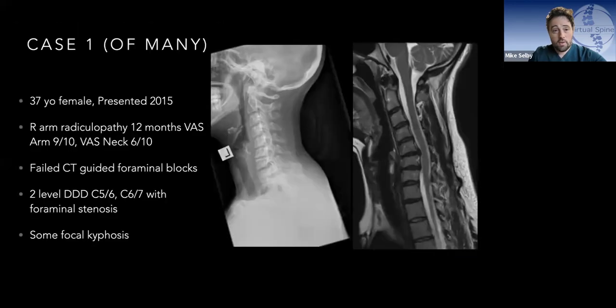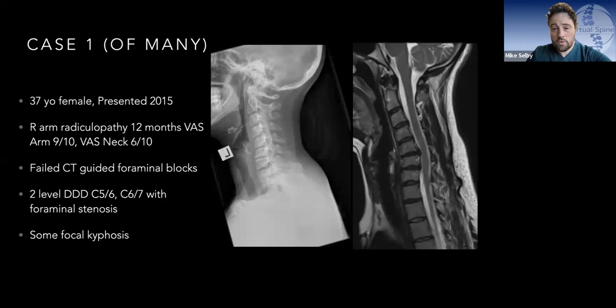So I like to talk about cases when I do this, and this is a historic case that goes back almost 10 years. This is a 37-year-old patient of mine who presented in 2015 with a right arm radiculopathy for about 12 months. Her visual analog score of pain, radicular into the arm, was 9 out of 10. The neck was 6 out of 10. In Australia, we do a lot of CT-guided foraminal blocks. So she had those that helped her for a very short period of time. She got diagnostic benefit from the local anesthetic component, but no ongoing benefit of the corticosteroid component.